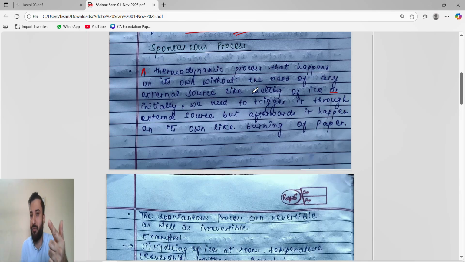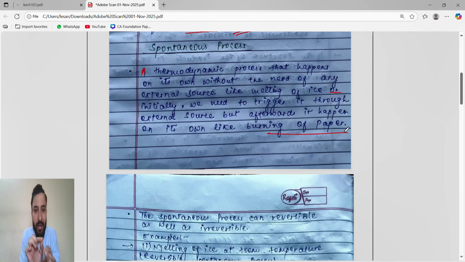But the second condition of spontaneous is, initially, just at the start, we need to trigger it through an external source. That's it. Starting we should have to start the reaction. After that we will leave it. So what will happen afterwards? It happens on its own, like burning of paper. So burning of paper, what we will do, guys? Just we will take the bundle of paper, just at the start external source I will apply. That's it. After that I will not do anything. After that I will leave it.